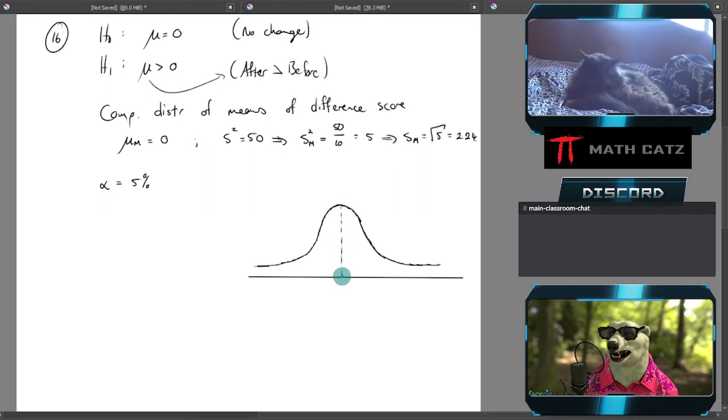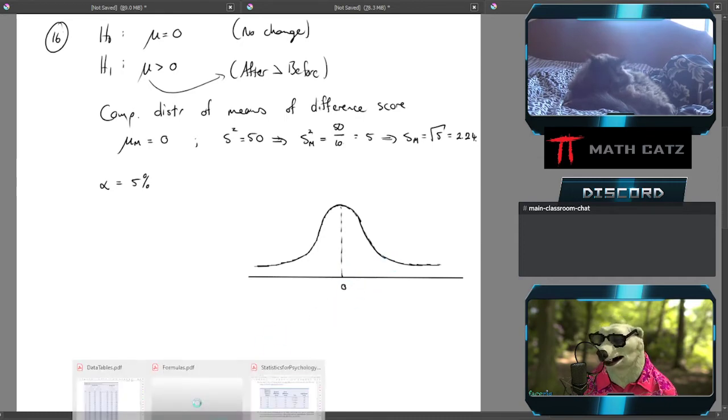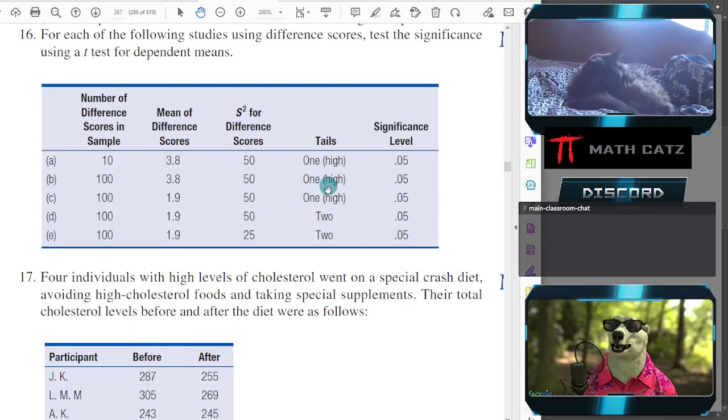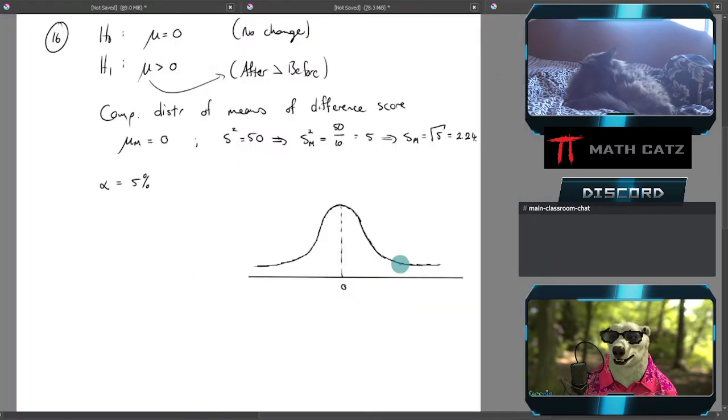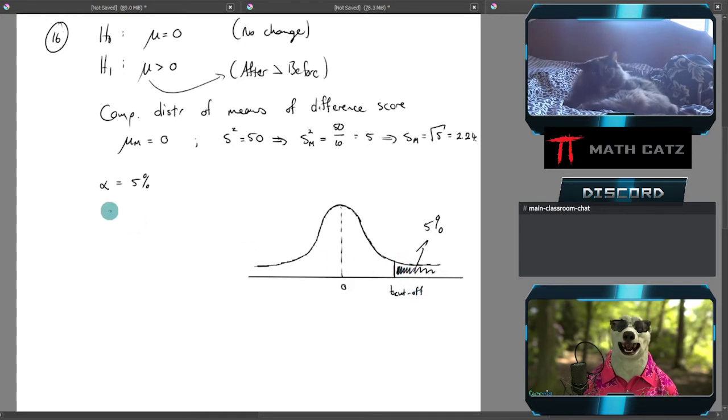That's going to be centered, assuming my null hypothesis is true, at 0. And I'm looking at, what did they say? High. So one-tailed on the right. So let's put our alpha of 5% over there. And this will be our t cutoff that produces that 5%. So that is linked to the choice of alpha. And our degrees of freedom is 1 less than the sample size, so a 9 in this case.